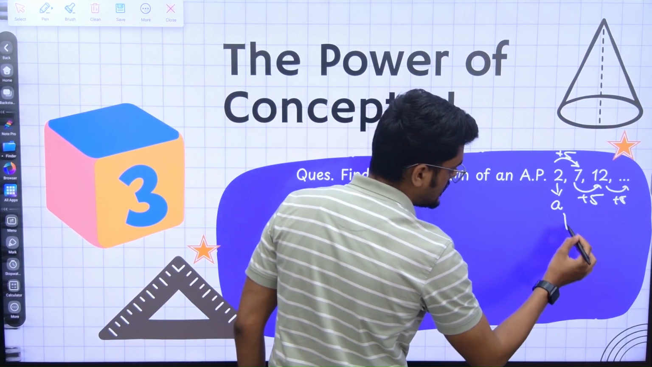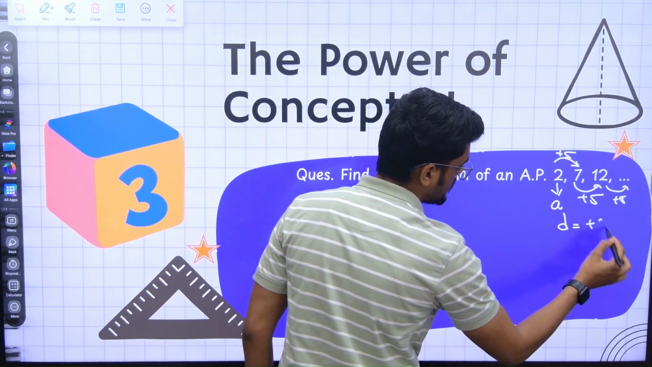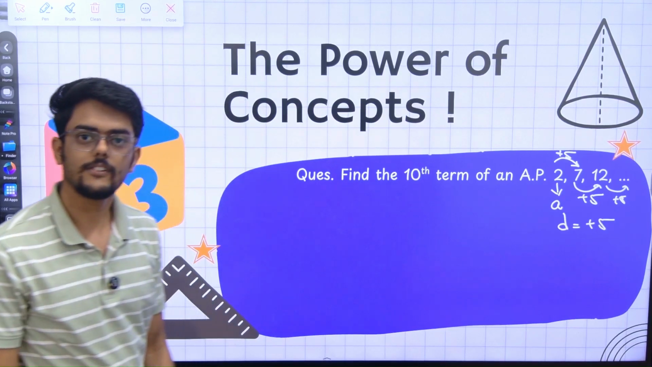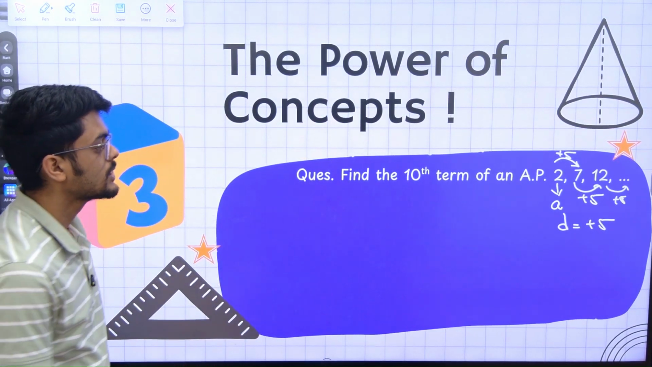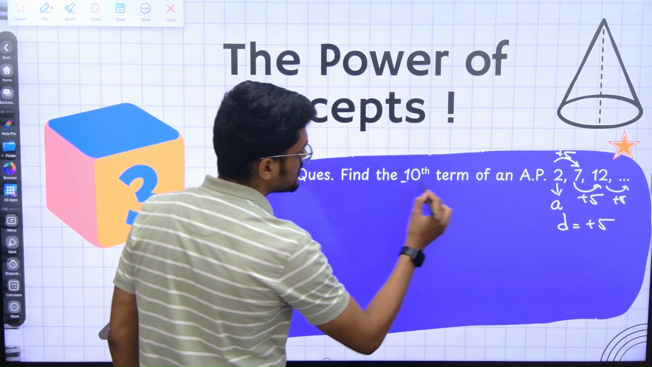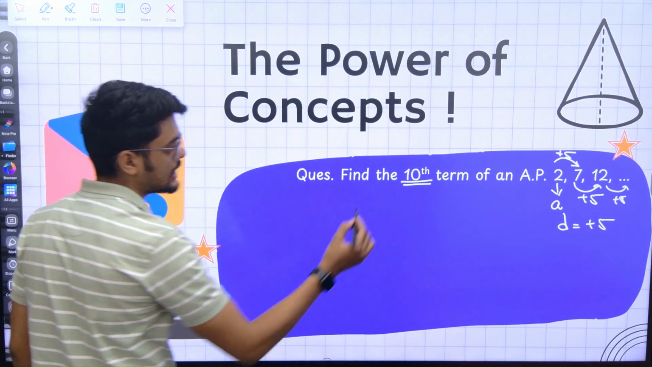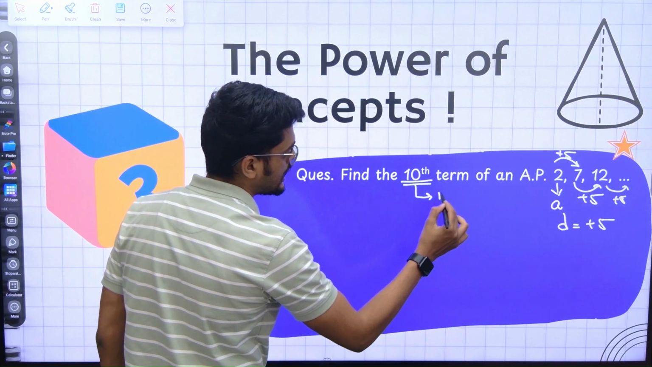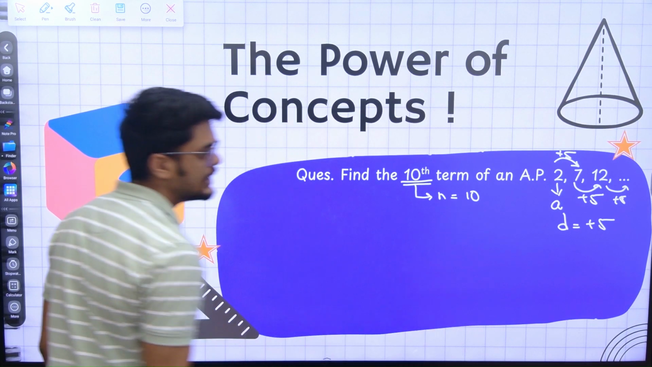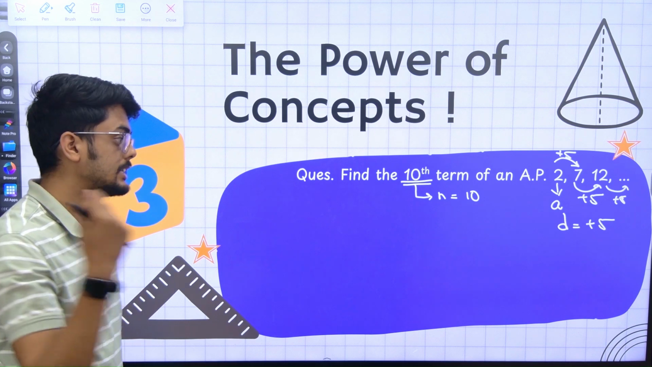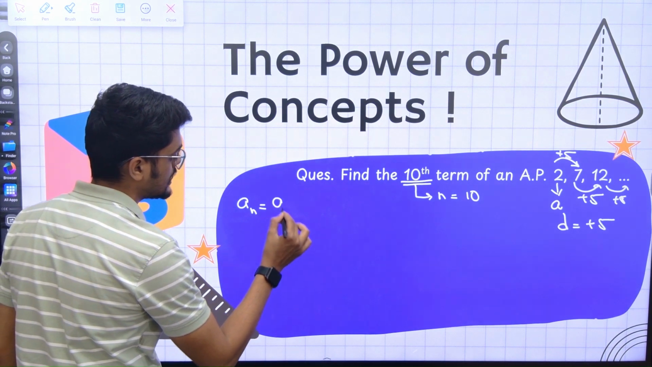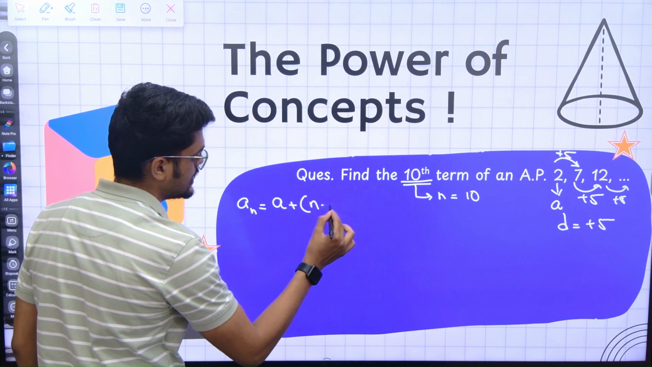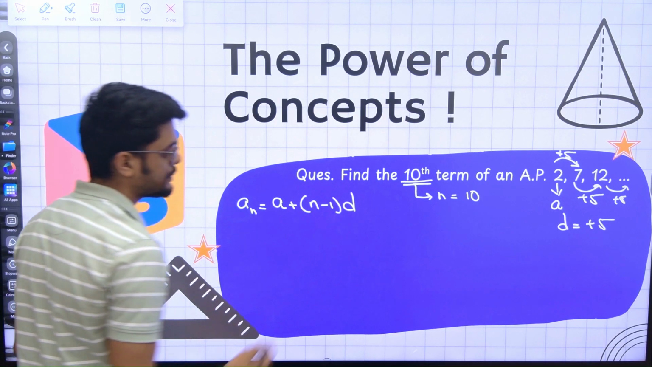So the common difference D that we had with us is plus 5. We want only these two things with us. Now, which term has been asked of us? The 10th term. That means the value of n would be 10. Now, try to recite the formula with me: the nth term is a plus n minus 1 into d.